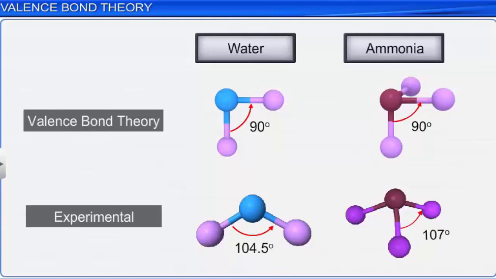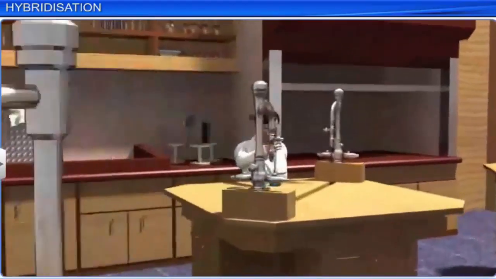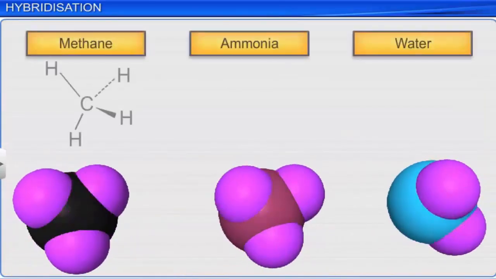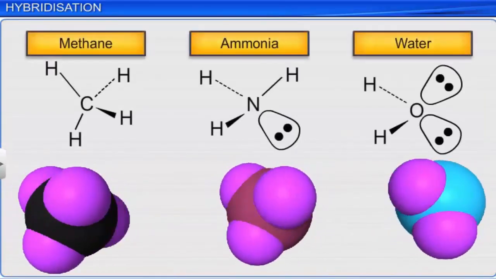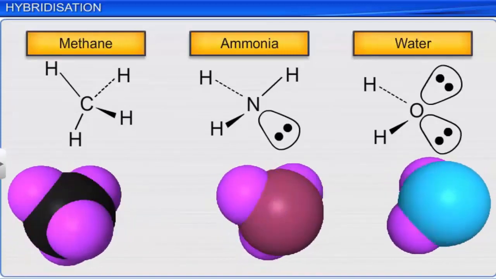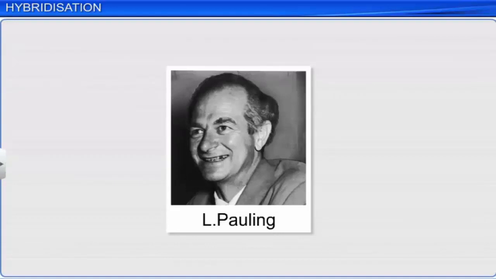Thus, it can be seen that the valence bond theory fails to account for the actual shape of polyatomic molecules. During their research, scientists observed that some molecular structures found in nature could not be scientifically explained with the help of the existing understanding of atomic orbitals. Pauling introduced the concept of the hybridization of atomic orbitals to explain the existence of such molecules.